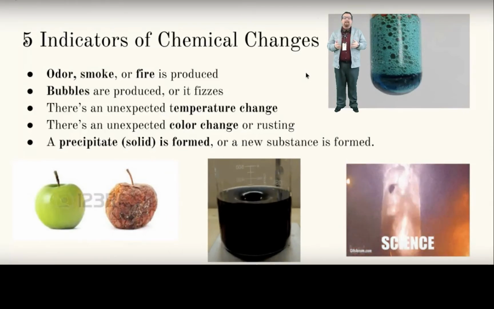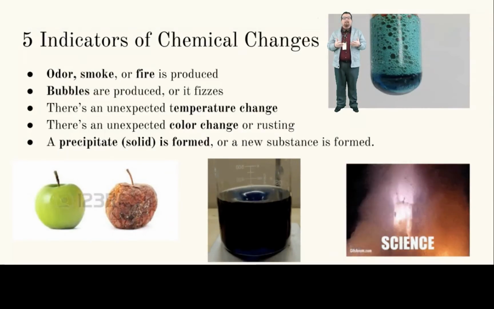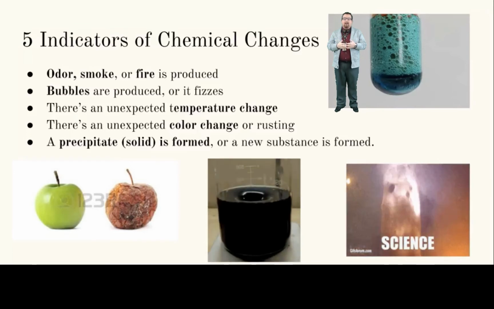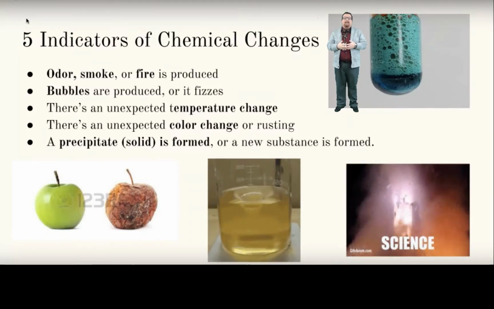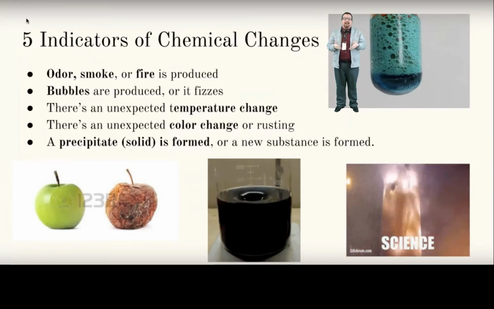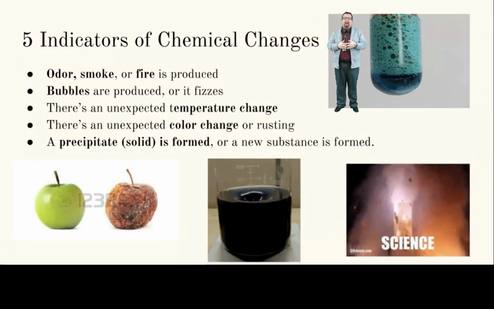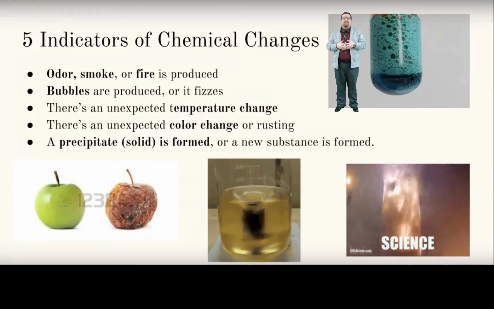If you mix 2 chemicals together and it starts to bubble when you're not expecting it to bubble, or it starts to fizz, that is the production of a gas. There are gas bubbles escaping from the liquid that you have there, and that is an indicator of a chemical change.